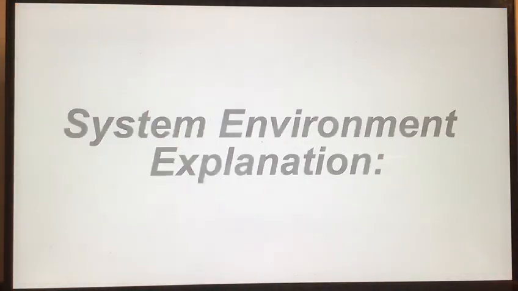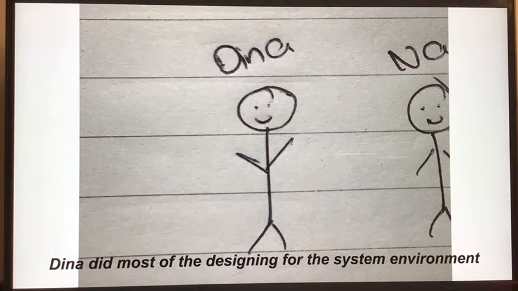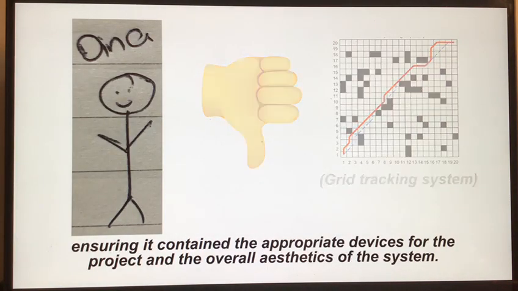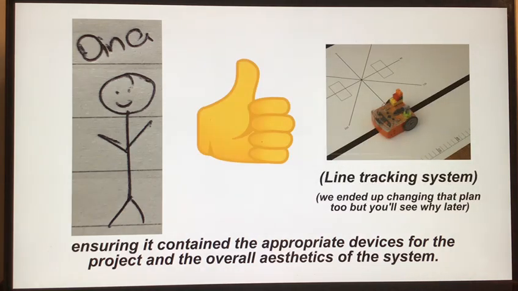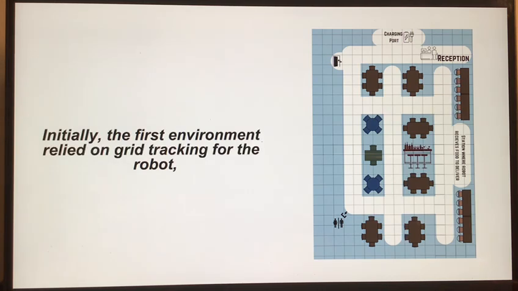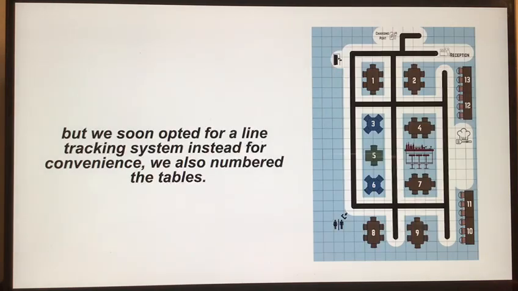System environment explanation. Dina did most of the designing for the system environment, ensuring it contained the appropriate devices for the project and the overall aesthetics of the system. Unfortunately, due to accidental circumstances, the first 2 to 3 attempts were deleted, but fortunately, we still have enough progress to record. Initially, the first environment relied on grid tracking for the robot, but we soon opted for a line tracking system instead for convenience.